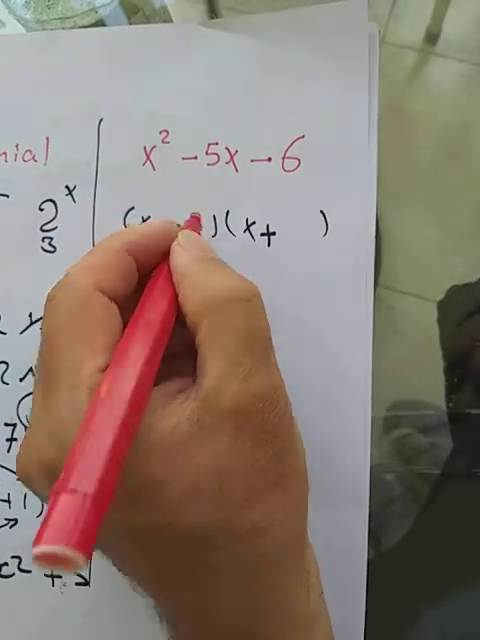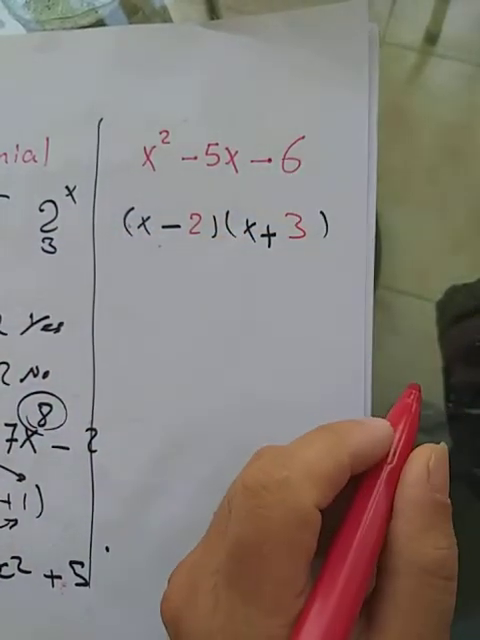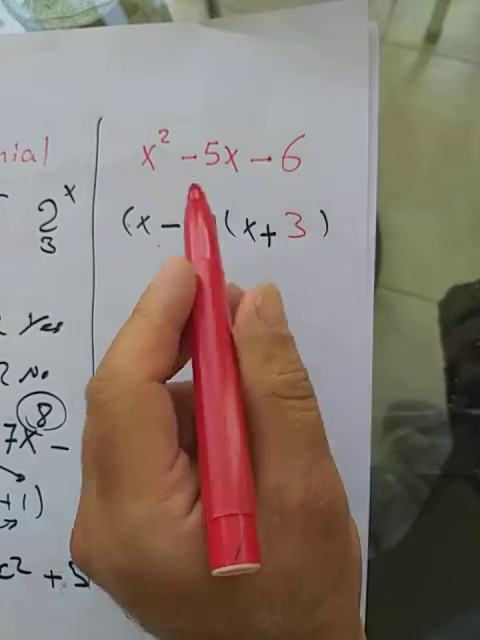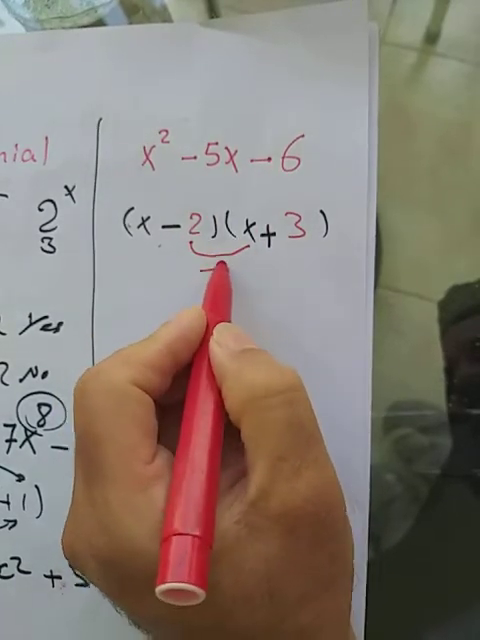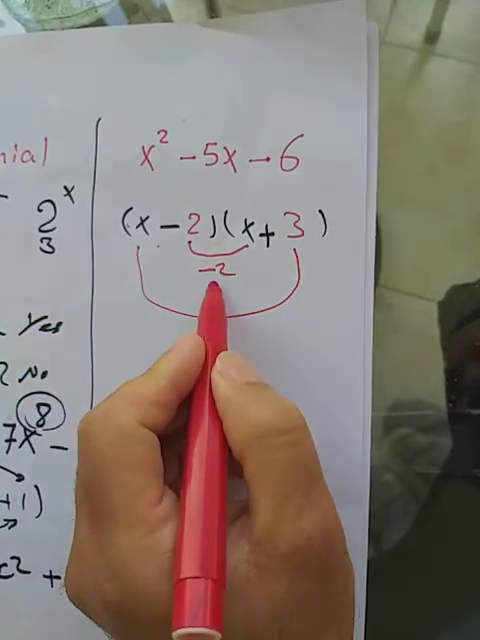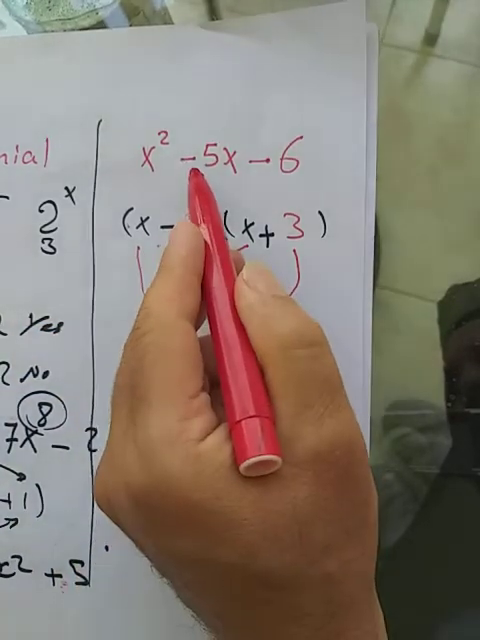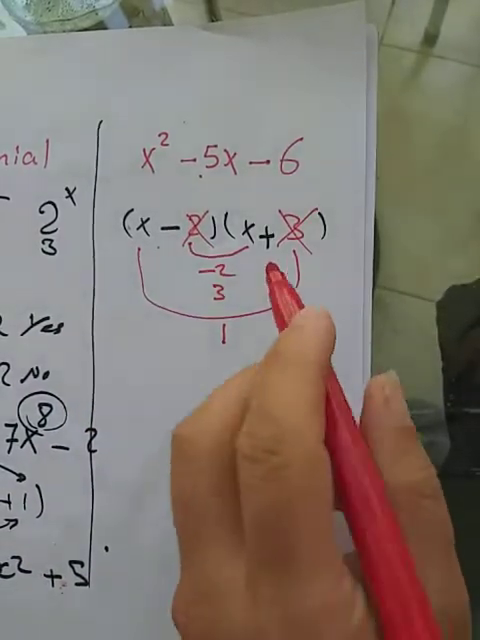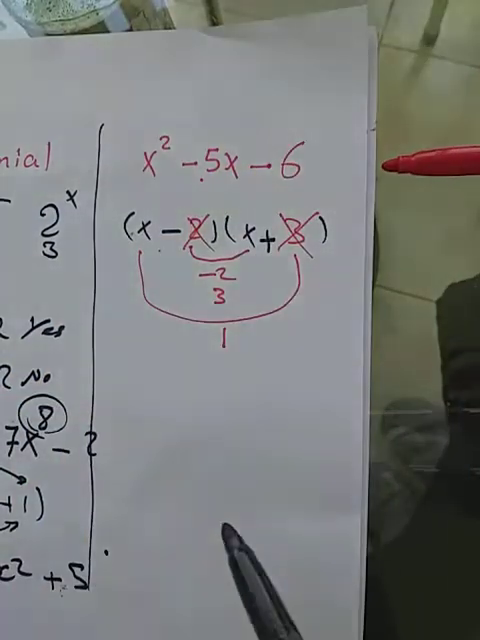If we write 2, 3, this is wrong. Why? Minus 2 times 3 is negative 6, true. But if we add minus 2 and 3 it will be 1, but we have minus 5. So this one is wrong. Now we try with another two numbers.